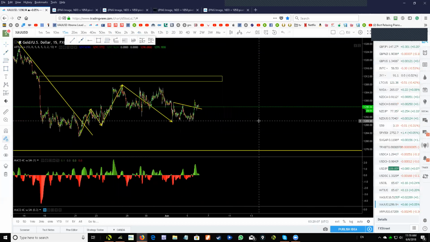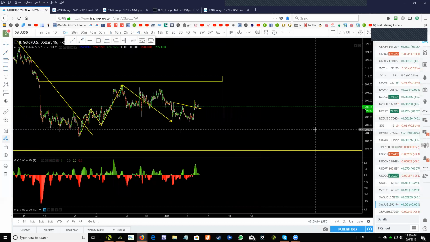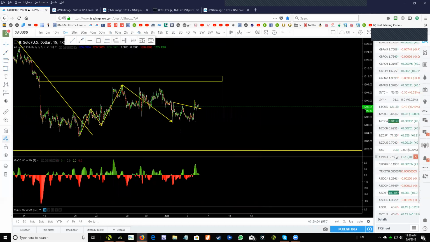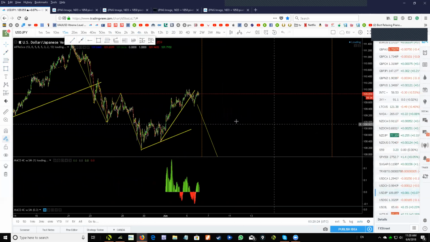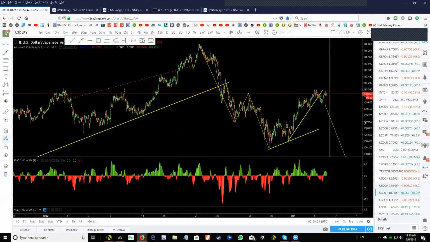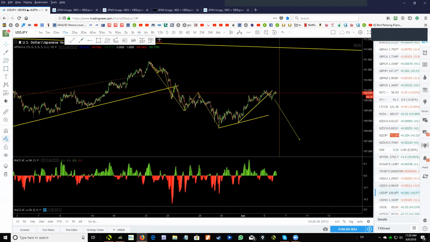What else? Okay, goal is done. Let's look a little bit more at dollar yen. So the trades that I'm looking at, dollar yen. What do we have here?